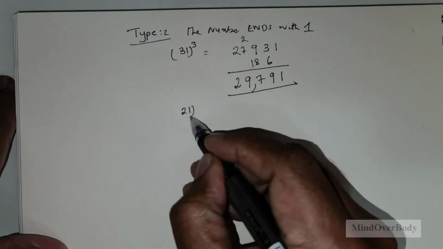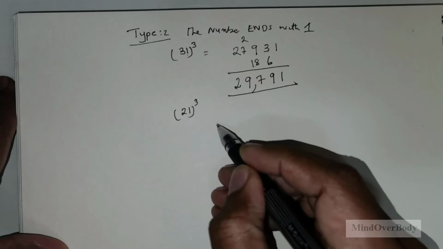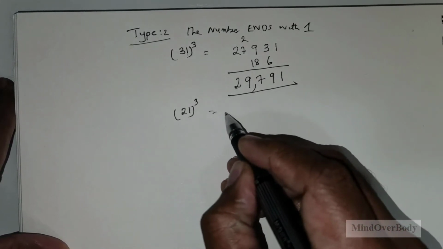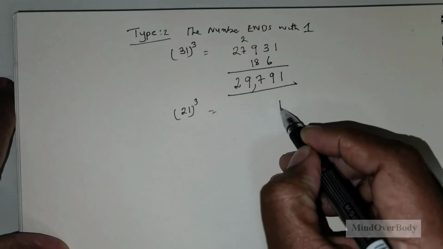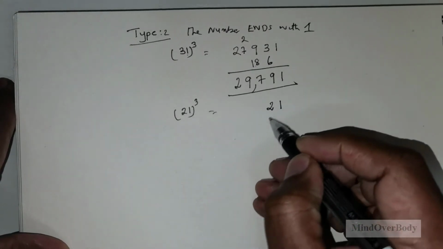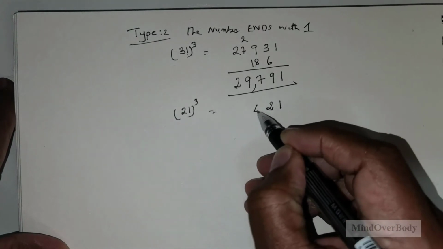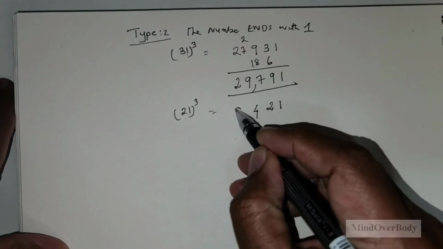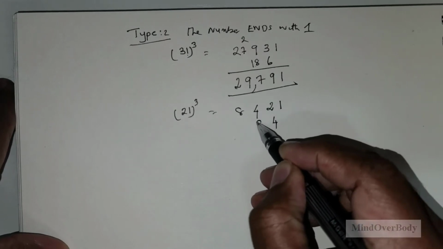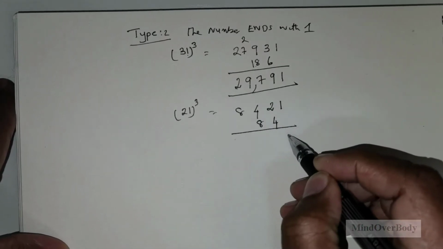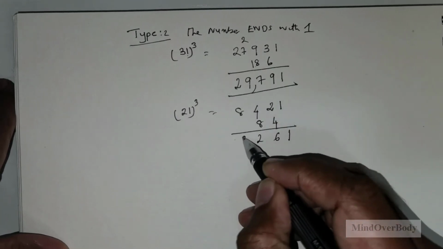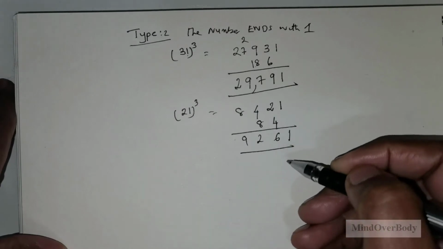Now let us see what happens when we cube 21. The number is ending with 1. So instead of starting from the left side, I start from the right side. I place the number 1 first and then followed by 2. Next you square this number 2, which is 4. Then you cube the number 2, which is 8. Now you double the number 2, which is 4. Double the number 4, which is 8. Now perform the addition. 1, 6, 12, carry 1, which is 9, 2, 6, 1.